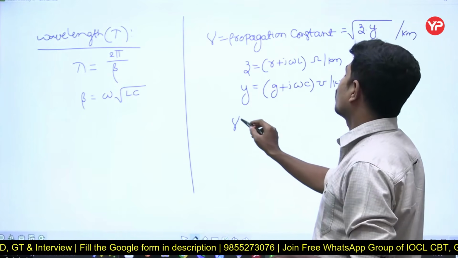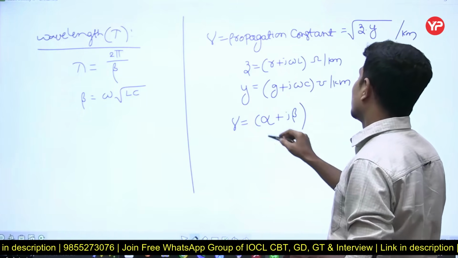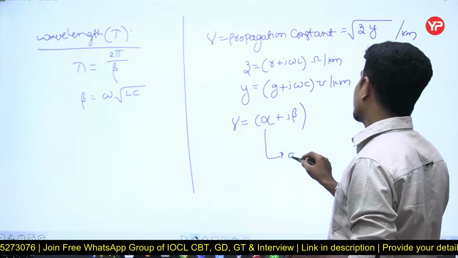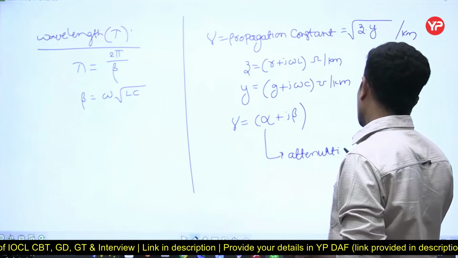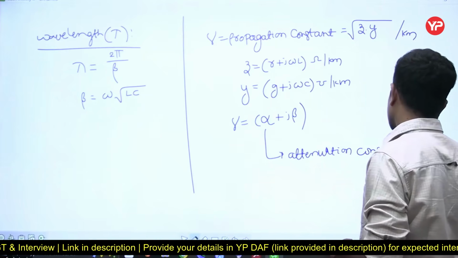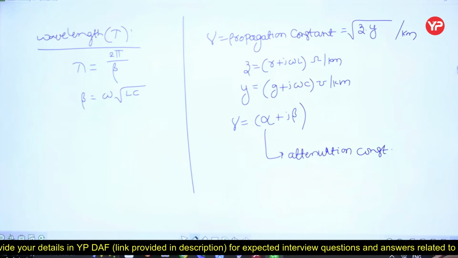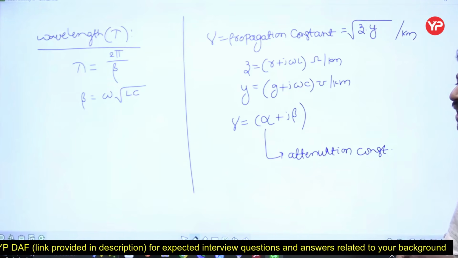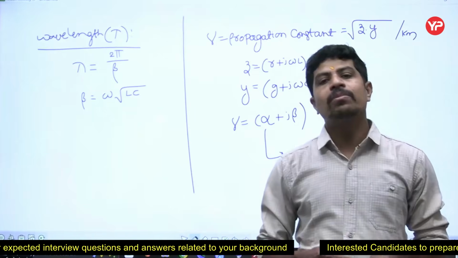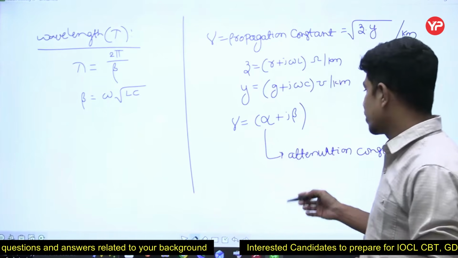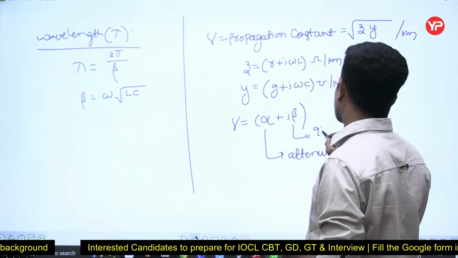And gamma, if you simplify, you will get one real part and one imaginary part. The real part, alpha, is called the attenuation constant. This will decide whether the magnitude of the waveform is increasing or decreasing. If alpha is positive, the magnitude will keep increasing. If alpha is negative, the magnitude of the waveform will be decreasing. But which is practical, sir? Magnitude will keep decreasing with respect to the length of the transmission line. Right? Beta is called the quadrature component.